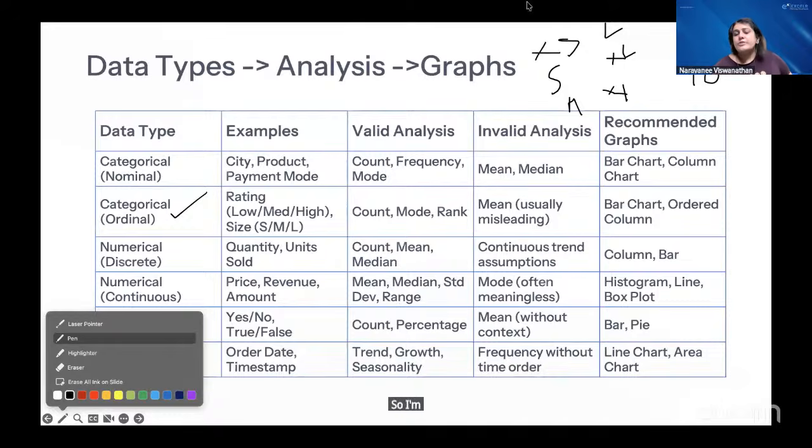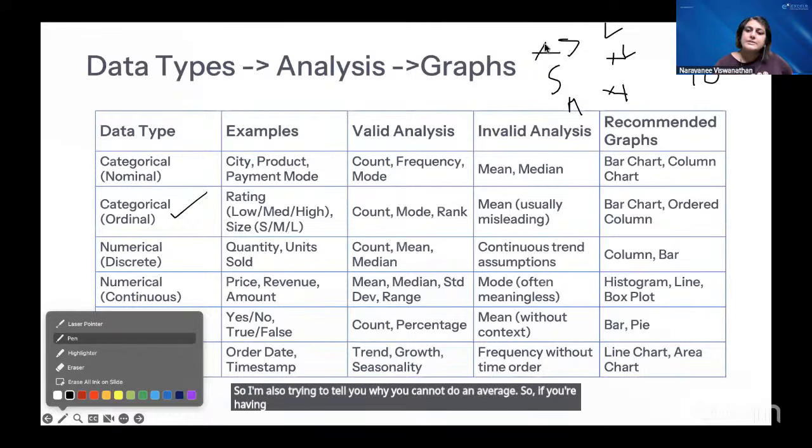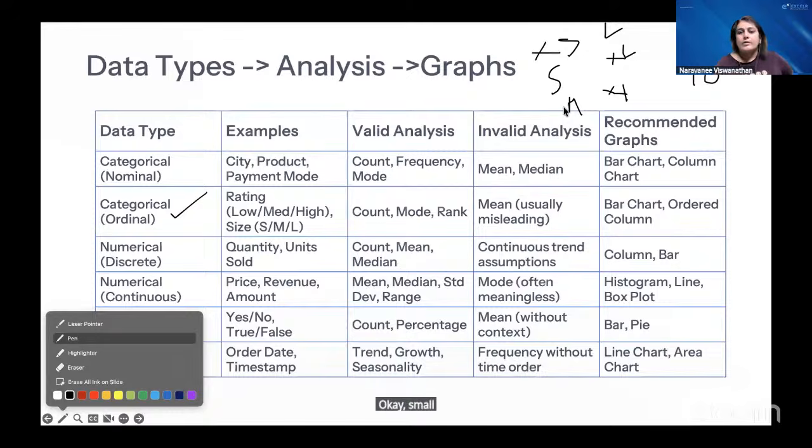I'm also trying to tell you why you cannot do an average. Let's say I'm representing extra small as 1, small as 2, medium as 3, large as 4, extra large as 5, and double extra large as 6. Can I do an average of that? It does not make any sense. Customer satisfaction also, correct. Clear? Am I making sense, everyone?